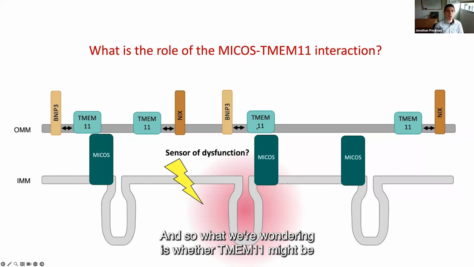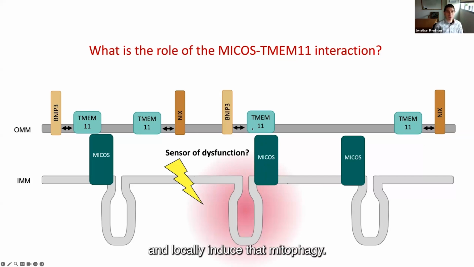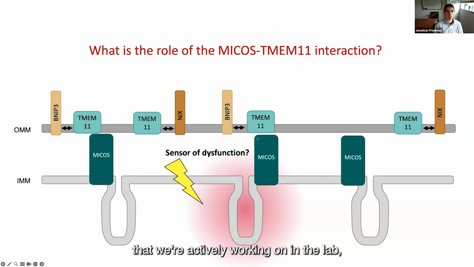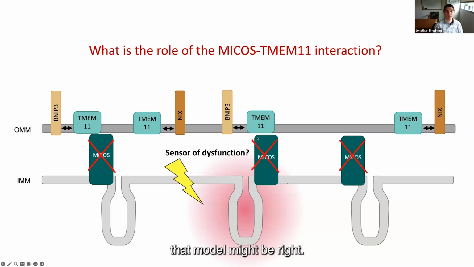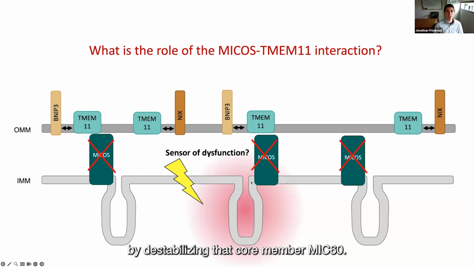And so what we're wondering is whether Team M11 might be interacting with MECOS as a way to trigger and locally induce that mitophagy. Now, this is a really hard question to get at without knowing the specifics about how Team M11 interacts with MECOS. That's something that we're actively working on in the lab. But I want to show one piece of data that suggests that maybe that model might be right. And so what we did was we got rid of the MECOS complex by destabilizing that core member, MIC60.